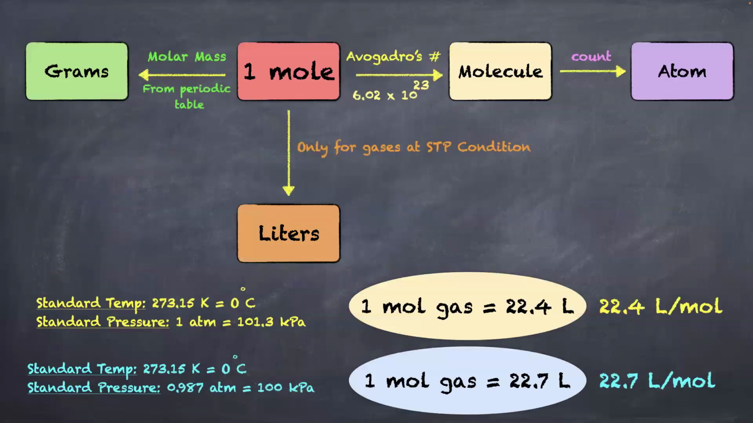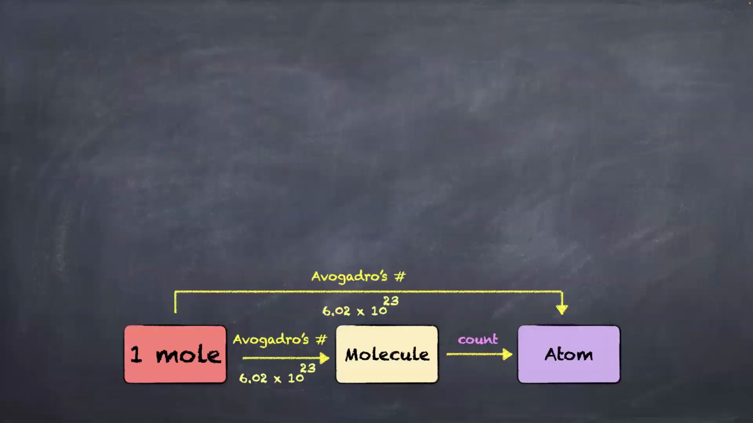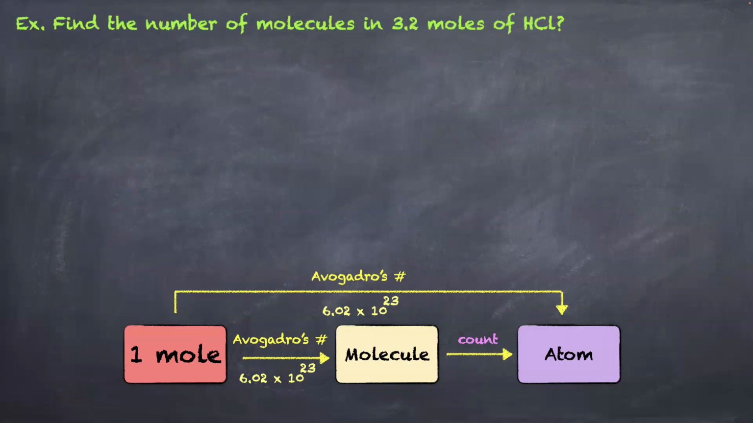So again, this is the chart we have. Here, we're going to do some examples going between moles, molecules, and atoms, and maybe working backwards too. Let's look at the first example. Find the number of molecules in 3.2 moles of HCl. The number of moles is given to us, and we want to find the number of molecules. As you can see in the chart at the bottom, we're just doing one step, going from moles to molecules. HCl is a molecule, so that's perfectly fine.